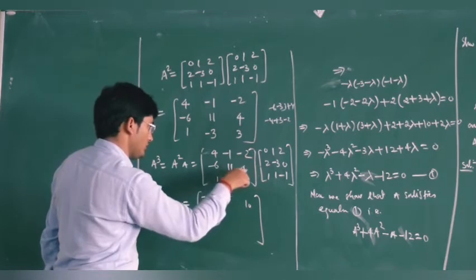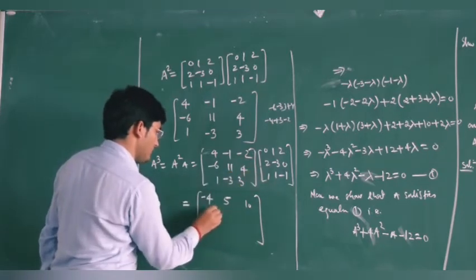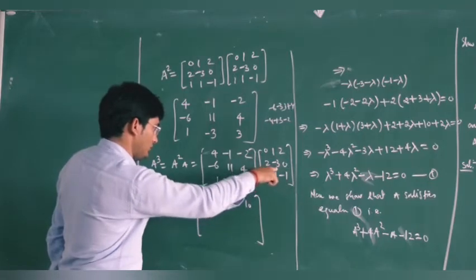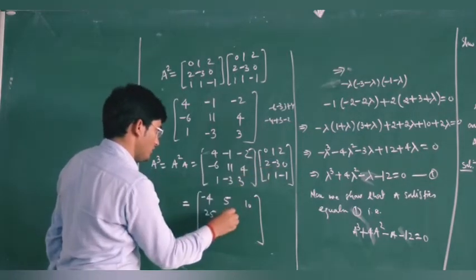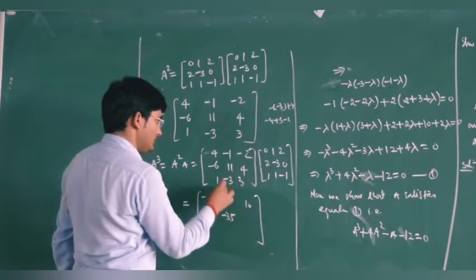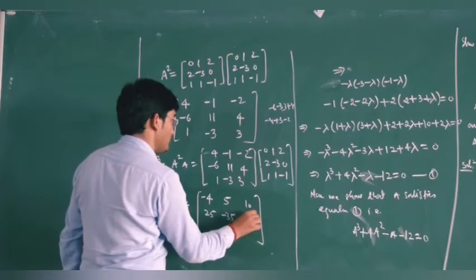Second row into first column is equal to 22 plus 4, 25. Then we have minus 6, minus 33. So minus 39 plus 4, so we have minus 35. Then we have minus 12, minus 4, so this is your minus 16.